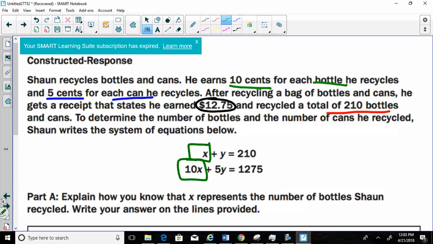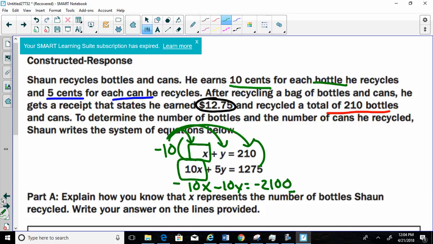So what I'm going to do is I want them to be 10x and negative 10x. So how can I get this one to be negative 10x? Multiply by negative 1? What do I multiply x times to equal negative 10x? Negative 10. And so you end up getting negative 10x minus 10y equals negative 2,100. Then what do I do with the two equations? Do I subtract them, multiply them, add them? Add.